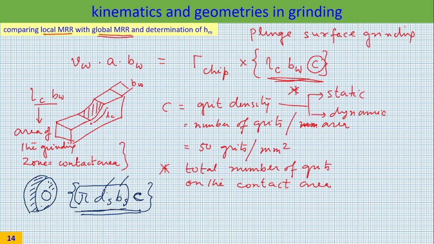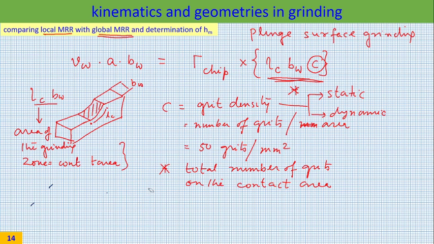Very good. Who was responding to me? Gajanan. And that you are multiplying by C. So what do you get? Total number of grids on the complete periphery of the grinding wheel. That we are not using. We are using LC into BW into C. Very good. Very nice.